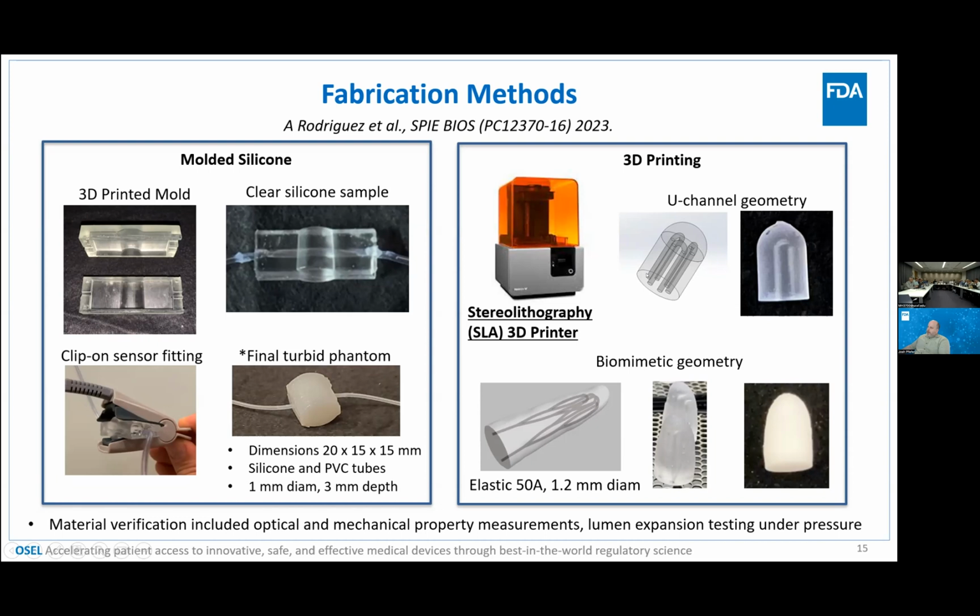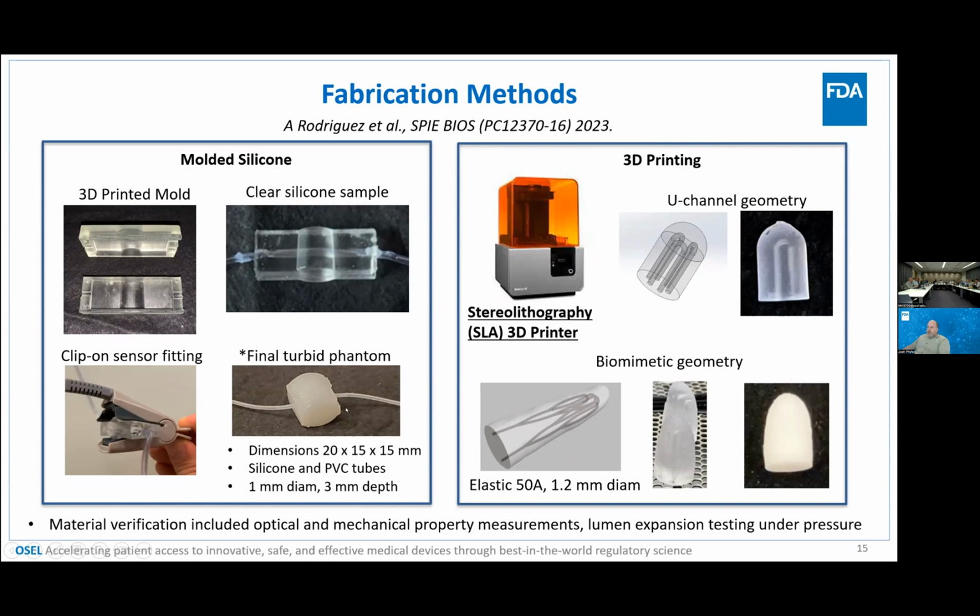And then we also 3D printed some phantoms with channels. We have a couple different designs, one with these U-channel geometries. This is in order to identify what's the minimum channel diameter that the printer could achieve, and it was about 1.2 millimeters. And then we have a more biomimetic geometry with a more compliant photopolymer material, and we were able to combine that with some scatter in order to make a turbid phantom.